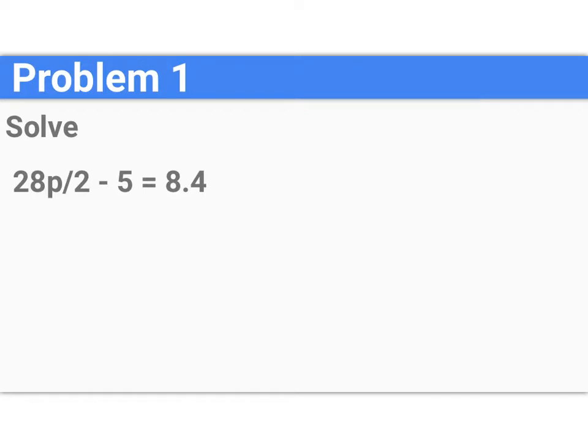So the first thing we're going to do is rewrite this. 28p over 2 minus 5 equals 8.4. So 28 over 2 is 14p minus 5 equals 8.4. See how I only did one thing at a time? Please do that. Save yourself a headache.